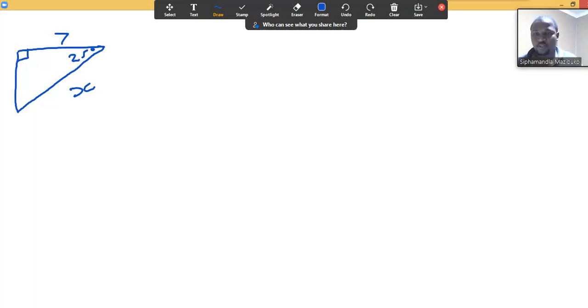From angle 25, what is given here is an adjacent, which is 7, and the hypotenuse, so we can easily use cos. Let's try to see if we can use cos.